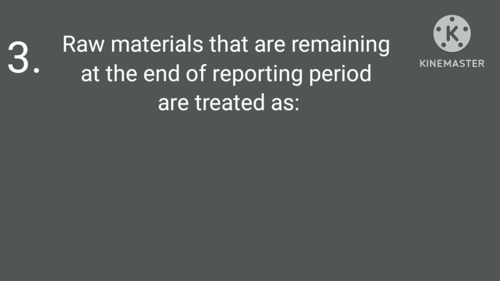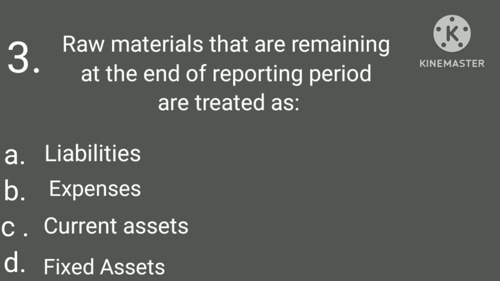Next MCQ: raw materials that are remaining at the end of the reporting period are treated as option A liabilities, option B expenses, option C current assets, option D fixed assets. The correct answer is option C current assets.